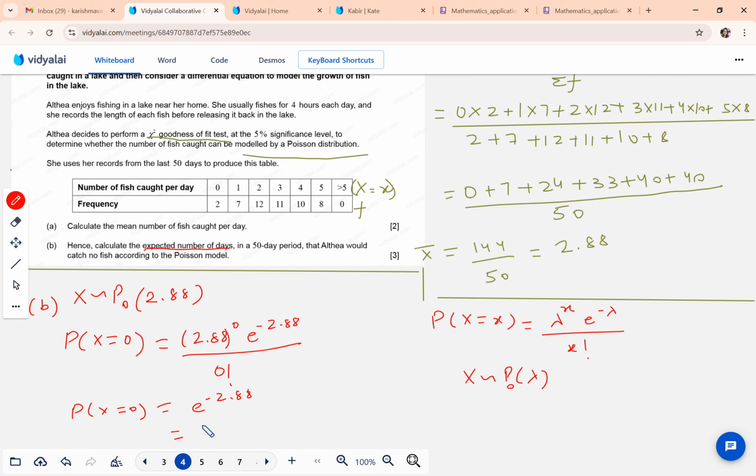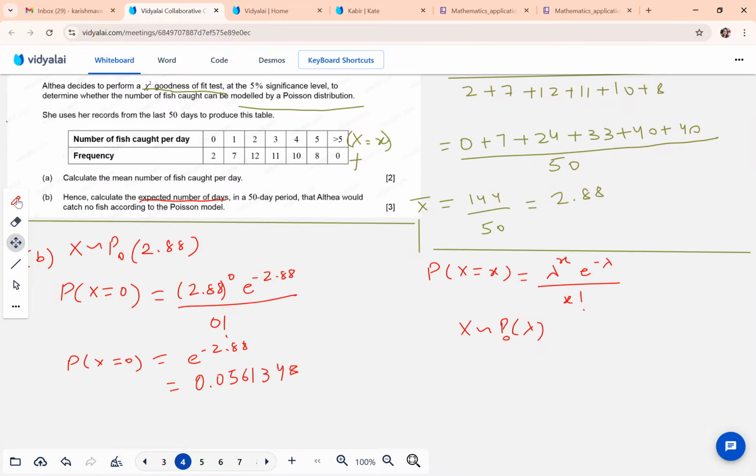Again you will directly use your calculator to find the value of e to the power negative 2.88, and you will get the answer. So e to the power negative 2.88 is 0.056134. I'm just taking more significant figures, because ultimately I need the answer for the expected number of days. So I want a more exact value for that, so I will take more digits after the decimal.